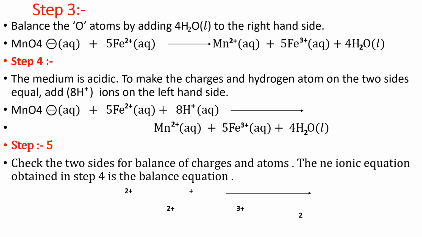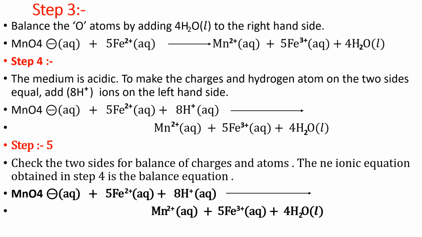Then finally you have to check the equation in step 5, the balancing of the equation. That is MnO4 minus plus 5Fe2+ plus 8H plus gives Mn2+ plus 5Fe3+ plus 4H2O. All atoms and ions are balanced in this equation. Okay. Next step.